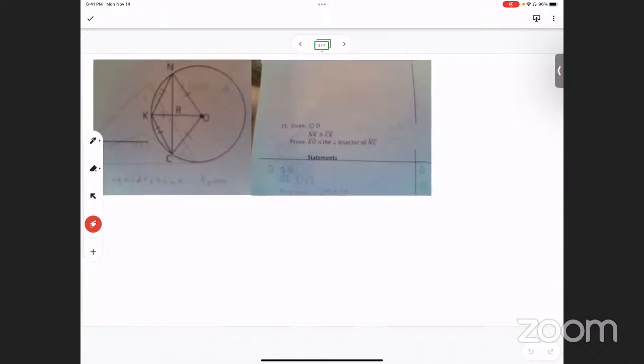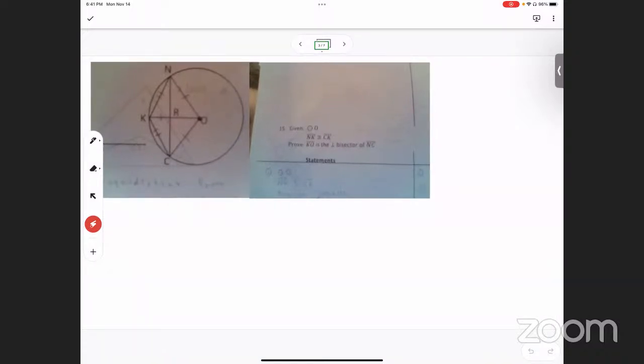Okay, if 2 points are equidistant from the endpoints of a segment. So this and this, no, those aren't equidistant. So it would be O. ON and OC are equidistant from the endpoints of this segment.